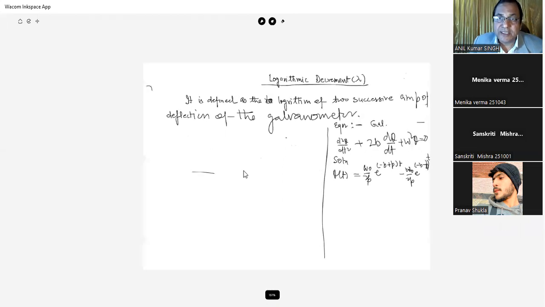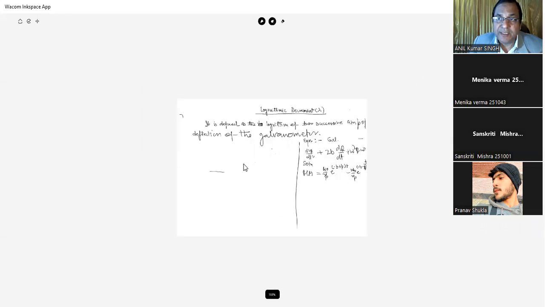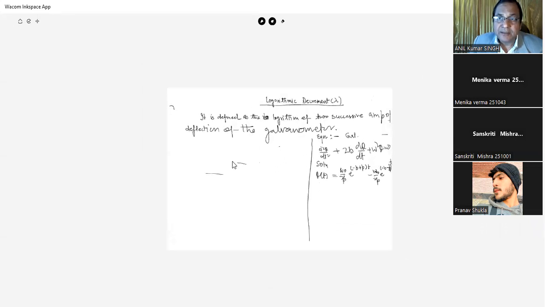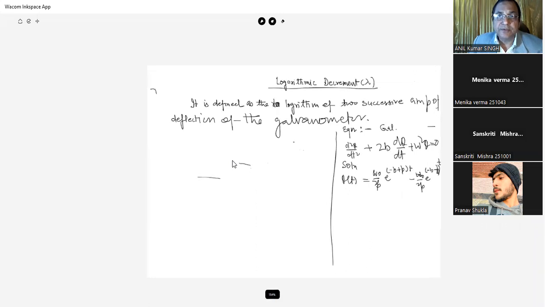From this equation we find we have three solutions. Case one is damped. Case two is critically damped.